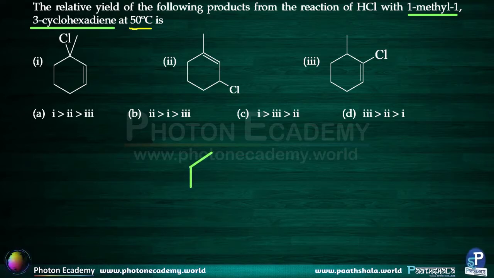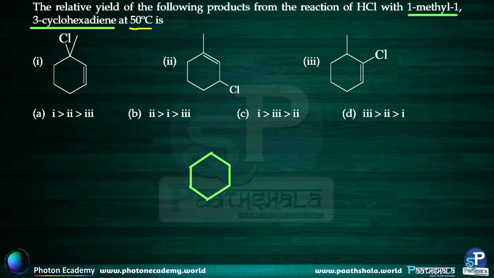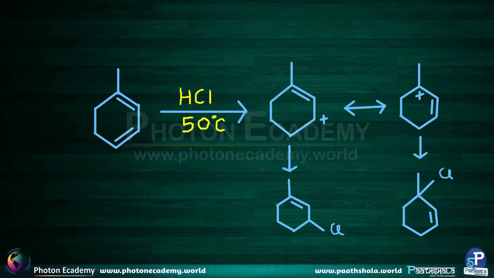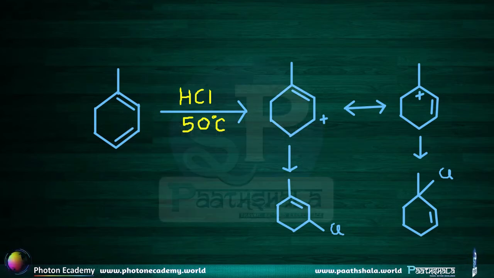Now we start with a cyclohexane, and at the first carbon atom we have a methyl at the first position, and at 1 and 3 we have two double bonds. I number the carbon atoms so you can understand how we got this structure: 1, 2, 3, 4. So this is the structure of 1-methyl-1,3-cyclohexadiene. Now let us try to understand how the reaction happens.